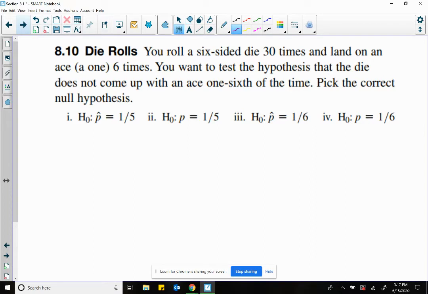It says you roll a 6-sided die 30 times and land on an ace, which is the number 1, 6 times. You want to test the hypothesis that the die does not come up with an ace 1/6 of the time. Okay? Pick the correct null hypothesis. So right here, they told you the alternative. The die does not come up with an ace 1/6 of the time. So that means they're telling you H naught is P does not equal 1/6.